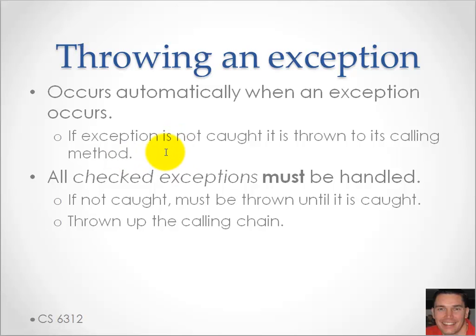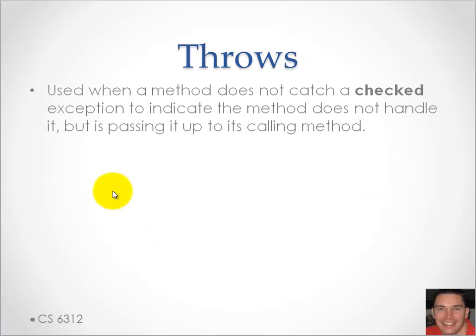Now there are two types of exceptions. There are checked exceptions and unchecked exceptions. All checked exceptions must be handled. In other words, you're going to have a statement in a try catch block to handle that. If you do not, then it has to be thrown up the calling chain. But to signify that, you're going to have to add a throws clause in there.